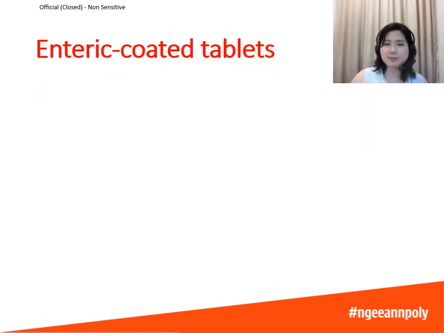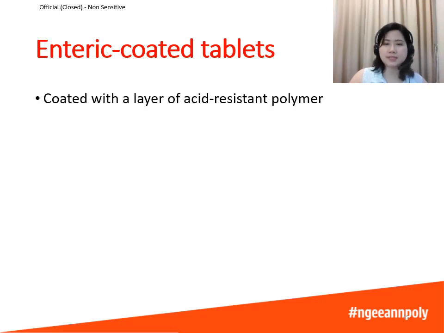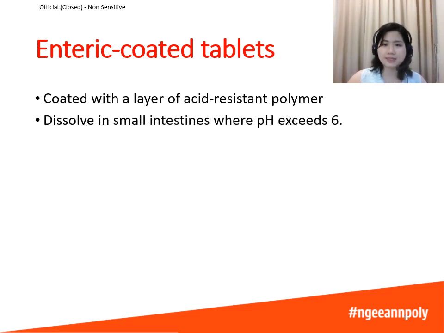Enteric coating is a special type of coating that is meant to resist the acidic gastric fluids but release the active ingredients in the intestinal fluid. The tablets are coated with a layer of acid-resistant polymer. So in the stomach, where fluids are very acidic, the coating remains intact. When the tablet reaches the small intestines, where pH exceeds 6, the coating will dissolve and release the drug.